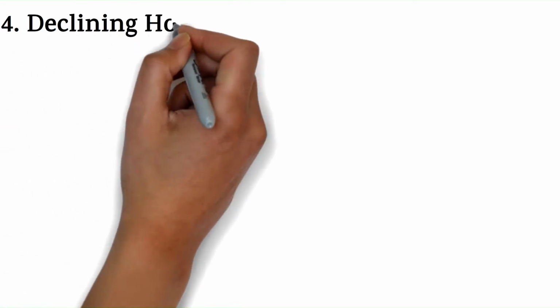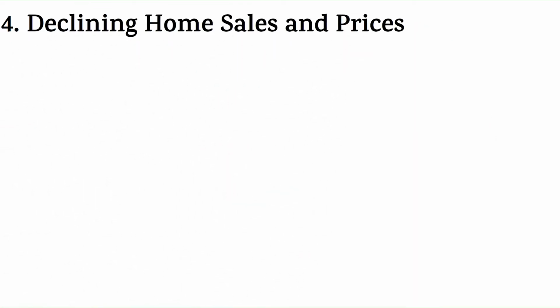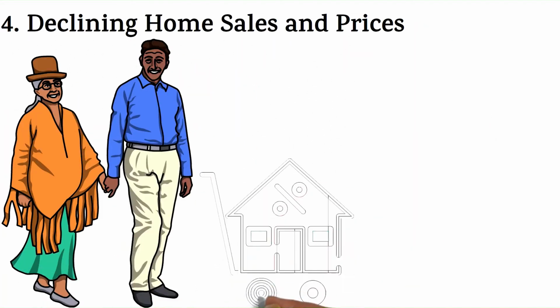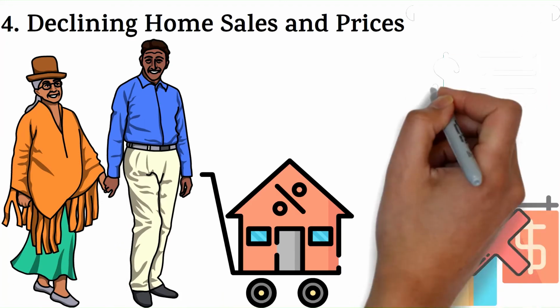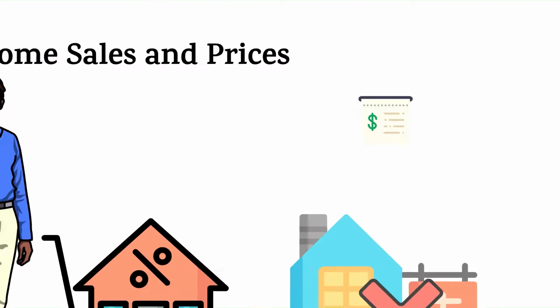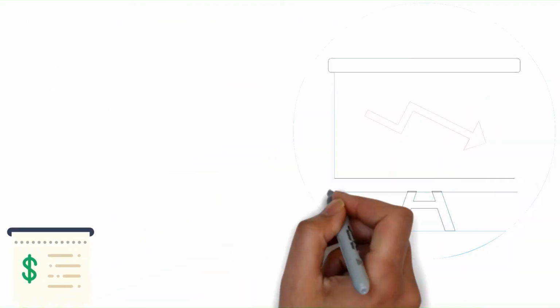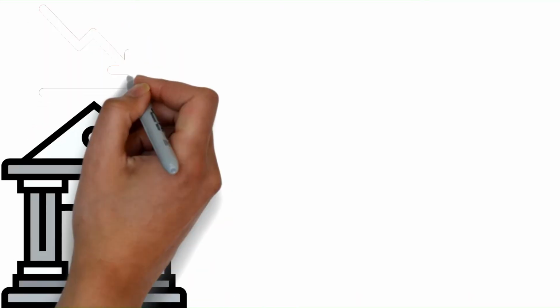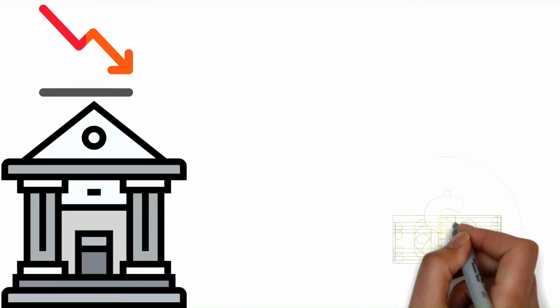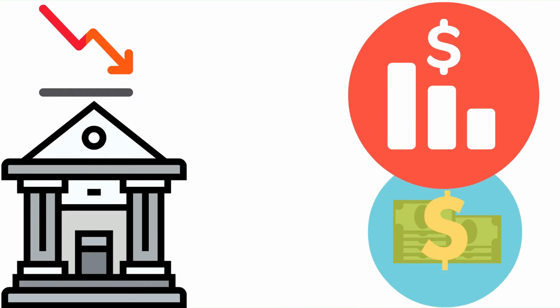Number 4. Declining home sales and prices. When homeowners lose equity and cannot obtain second mortgages, they may be obliged to reduce spending. This was the primary catalyst for the Great Recession of 2008 to begin. Banks eventually suffered losses on complex investments founded on falling property values.